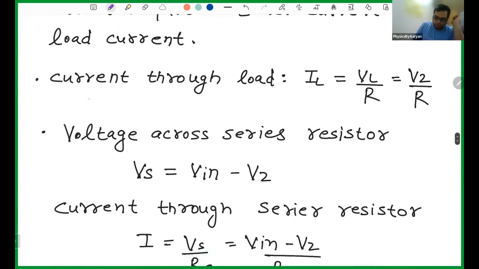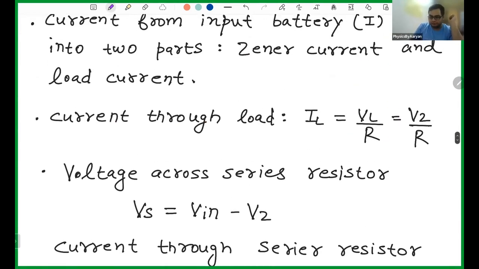So how do we find the current through the load? Current is always given by V by R, and the voltage across the load we have already calculated, which is Vz. So IL is Vz divided by RL, which is the load resistance. Okay, so two things you have figured out: the voltage across the load, and second, the current through the load, if you know the load resistance.